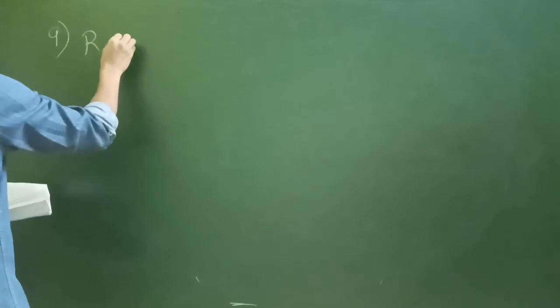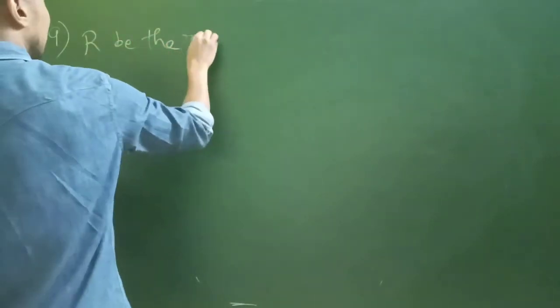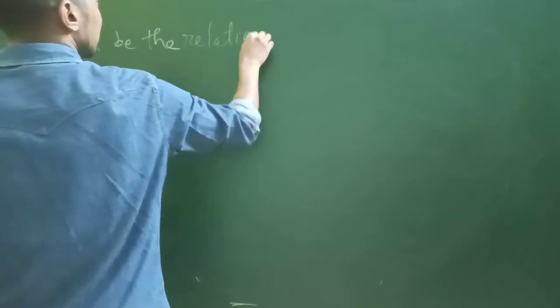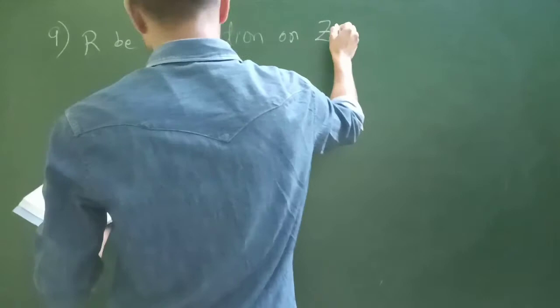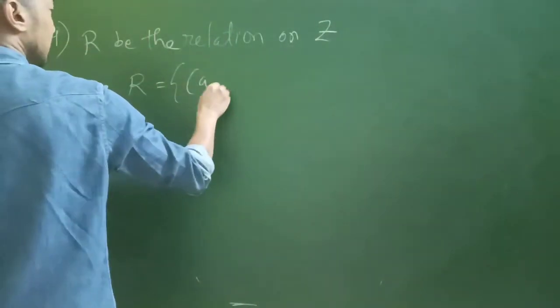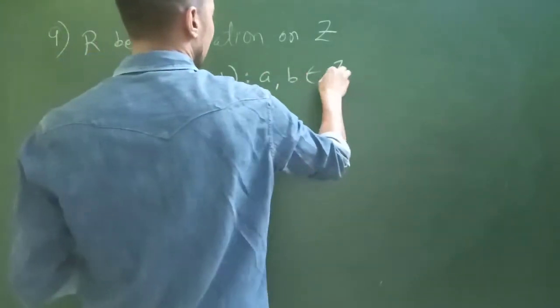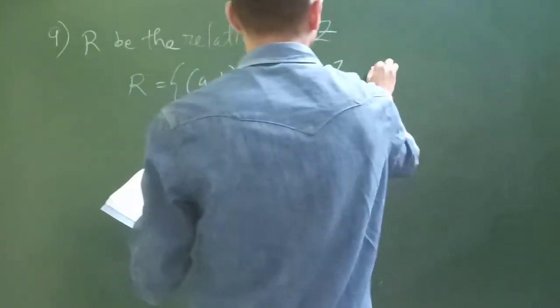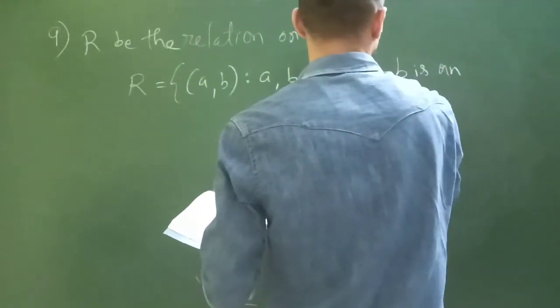Very simple question, that is, let R be a relation on Z, which is defined such that the ordered pair (A, B), where A and B both should come from the set of integers Z, and A minus B is an integer.